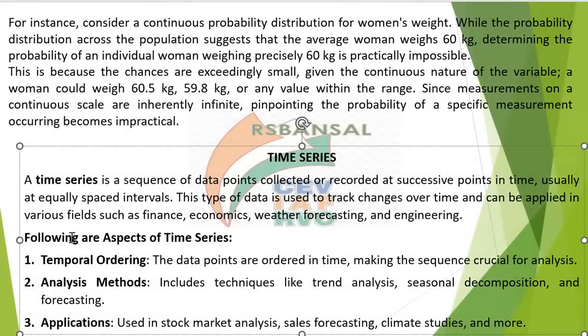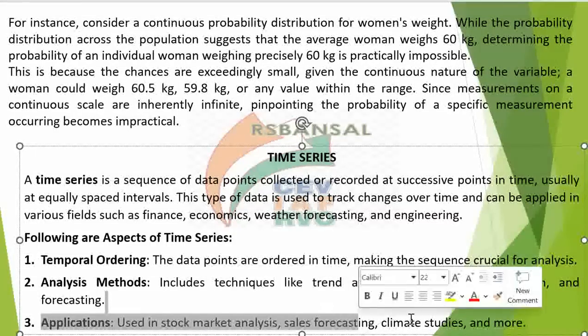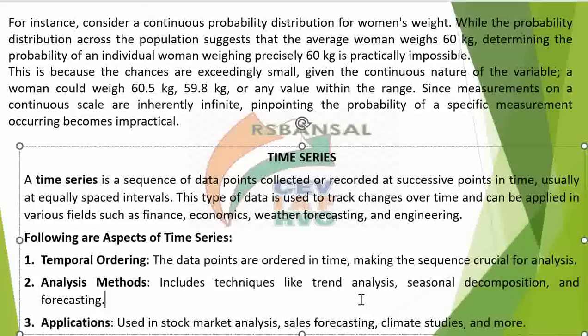The following aspects must be known to you. First thing is temporal ordering. The data points are ordered in time, making the sequence crucial for analysis. Then analysis methods. There are different analysis methods that include techniques like trend analysis, seasonal decomposition, and forecasting, etc. Then where these time series are used: in stock markets, sales forecasting, climate studies, earthquake studies, and many more cases.